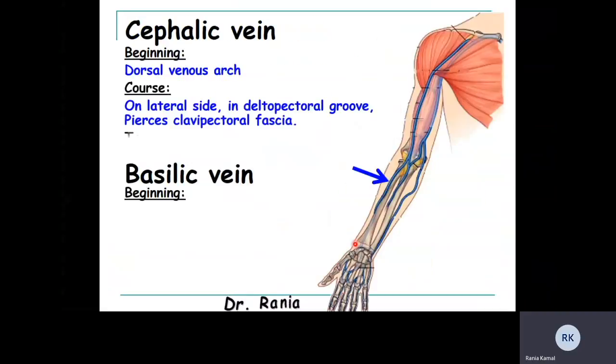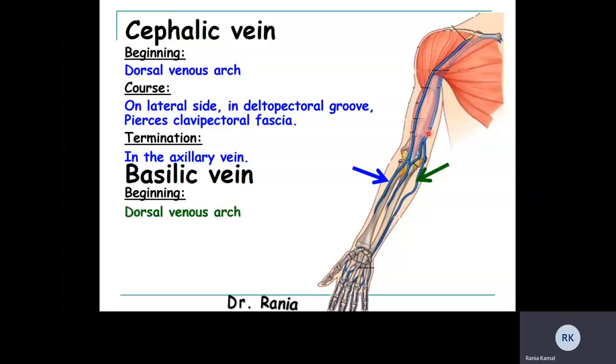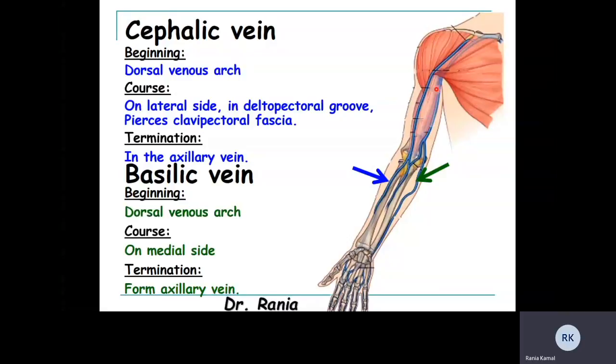The cephalic vein begins at the lateral side of the dorsal venous arch. It runs on the lateral side, then it will ascend upward in the deltopectoral groove, then it will pierce the clavipectoral fascia to terminate in the axillary vein. However, the basilic vein begins at the medial side of the dorsal venous arch. It runs on the medial side, then at the middle, at the level of insertion of the coracobrachialis muscle, it will pierce the deep fascia, and it will continue as the axillary vein.